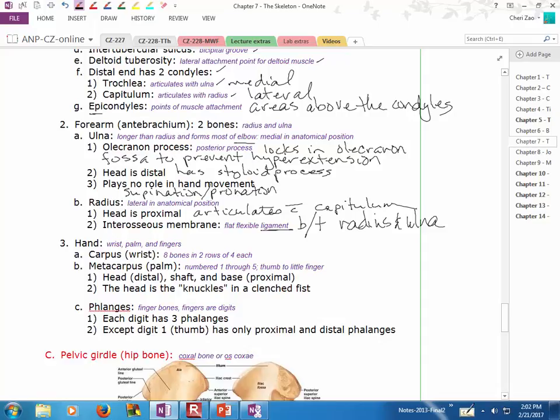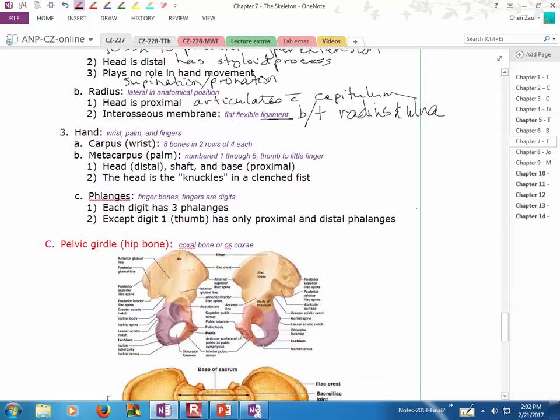As you can tell, we're working our way down the limb, and we're in the area that's called the hand. And when we say hand, we mean wrist, palm, and fingers or digits. So that's your hand, wrist, palm, and fingers. And so the beginning of the hand, the more proximal aspect of the hand, is the carpus or carpal bones, and they are also referred to as wrist bones, and we have 8 in 2 rows of 4. And that's all you have to know. You don't have to know all the names for the exam.